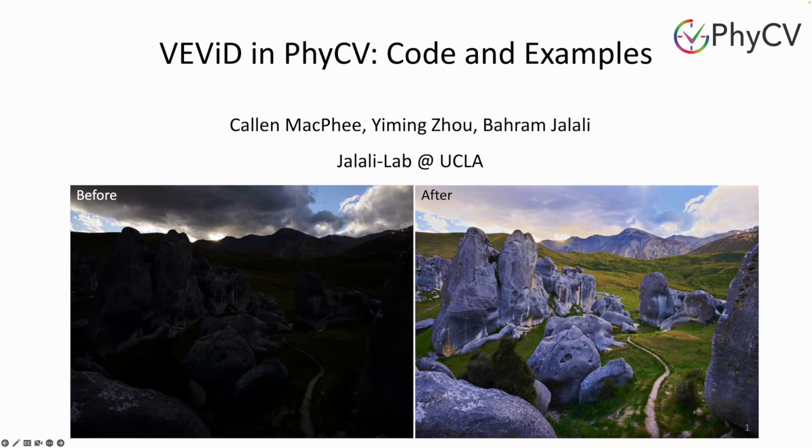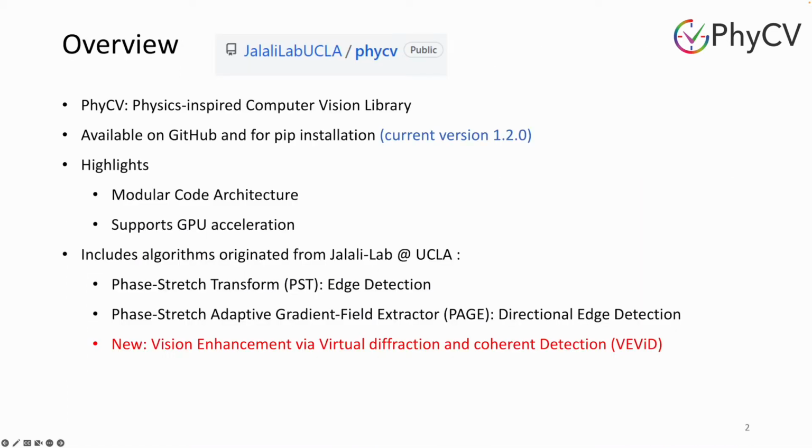Hi everyone, in this video I will talk about the implementation of VEViD in PhyCV. PhyCV stands for Physics Inspired Computer Vision. It is a library of a new class of computer vision algorithms inspired by physics. The source code is available on GitHub and the library can be installed from pip. Two highlights of PhyCV are the modular code architecture and the compatibility for GPU acceleration.